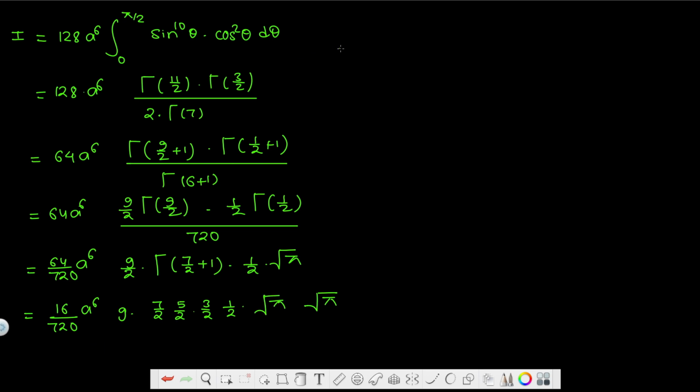So after doing all the calculations, we will get I equals to 21 over 16 pi a to the power 6. So our integral equals 21 over 16 pi a to the power 6.